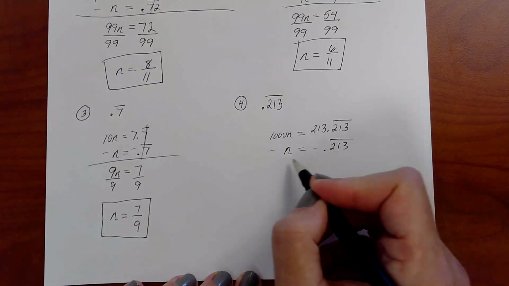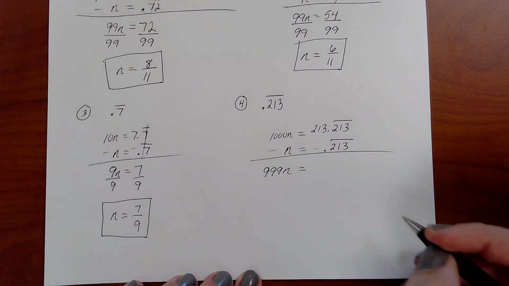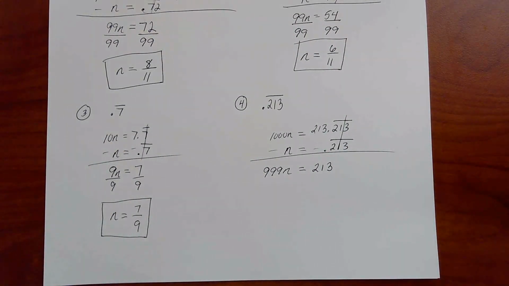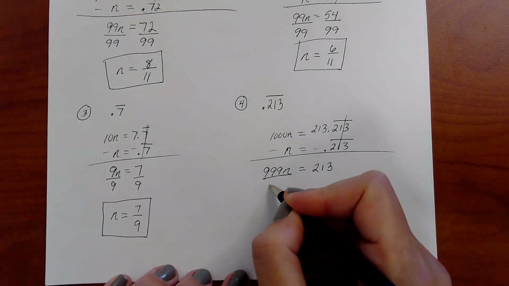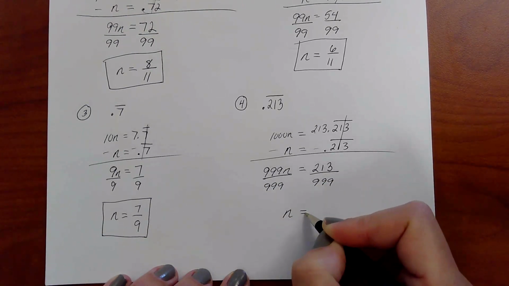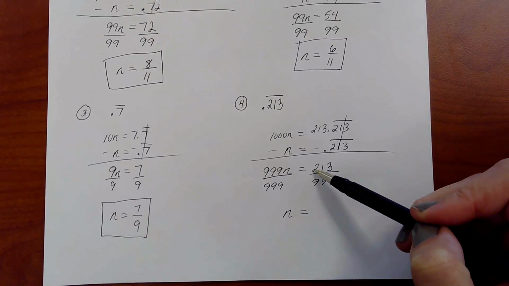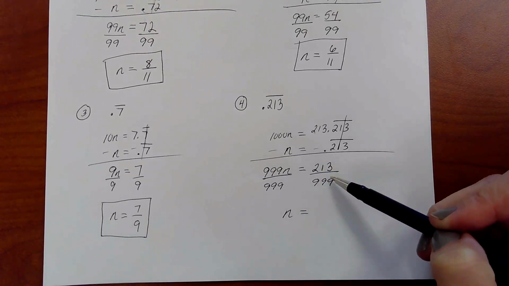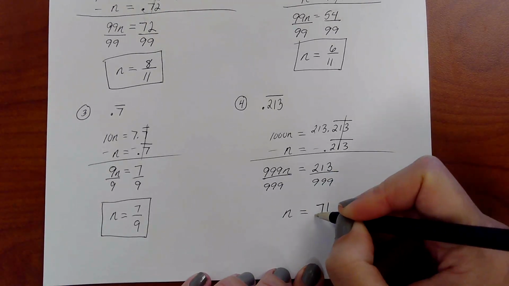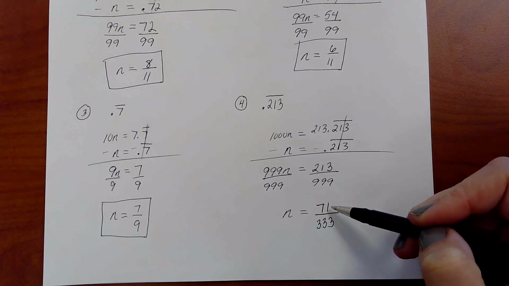All right, subtract those off. I have 999n equals 213, because that's gone. Divide by the 999. Can I reduce? I'm going to use the divisibility trick. Look, if you add these up, 2, 3, 6, these are both divisible by 3. Let's do it. That would be 71 over 333. Can I reduce that? I don't think so.